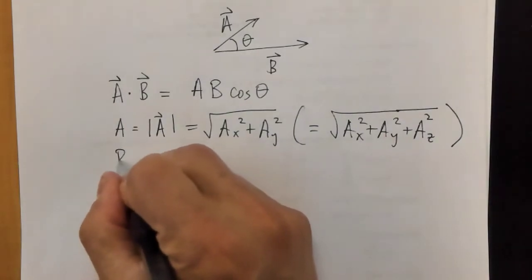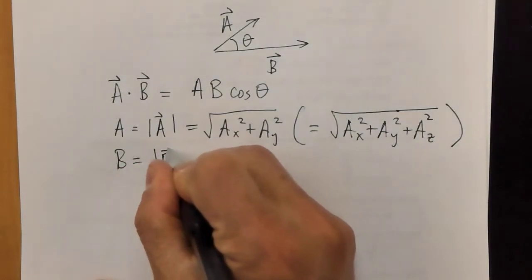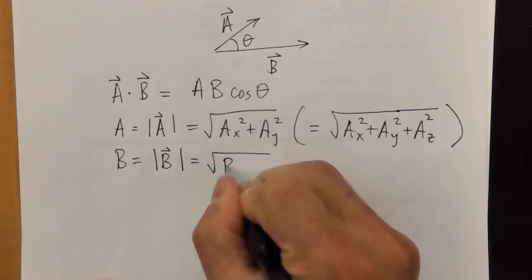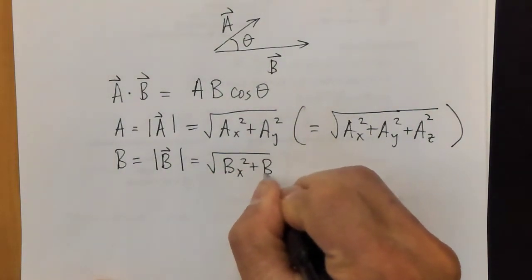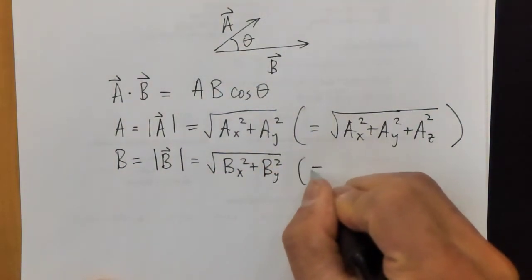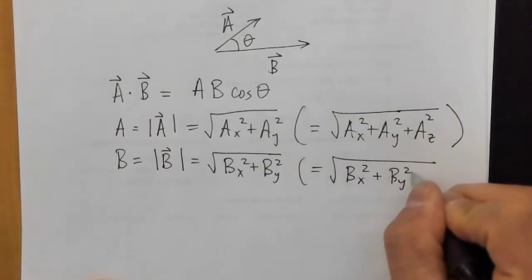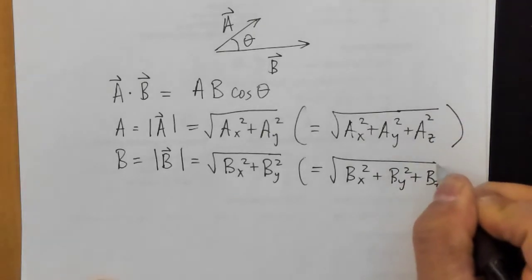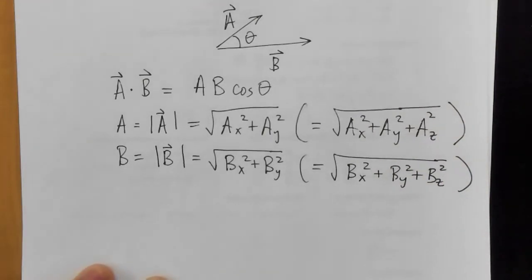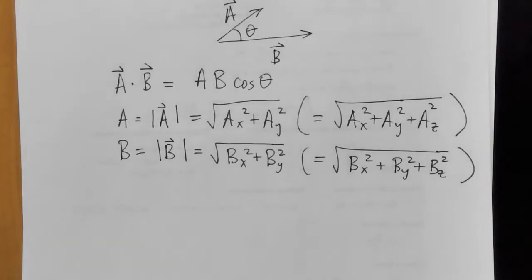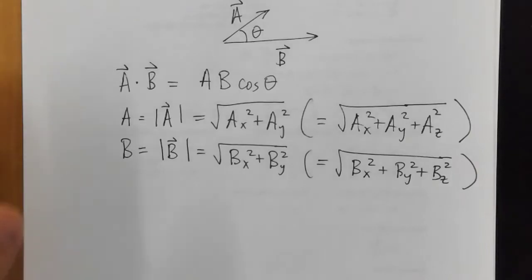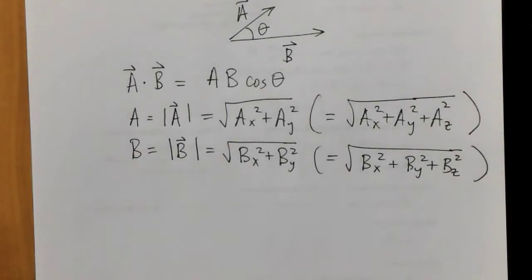The same thing applies when you calculate the magnitude of B. That will be the square root of BX squared plus BY squared, and in 3 dimensions, BX squared plus BY squared plus BZ squared. Does anybody have questions about this? This is just the formula for the distance in 3-dimensional space, getting the hypotenuse when you have things in 3 different perpendicular directions.